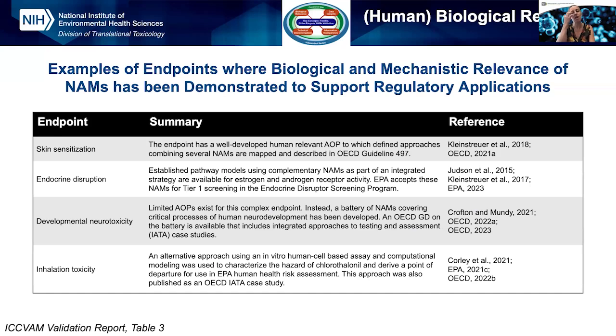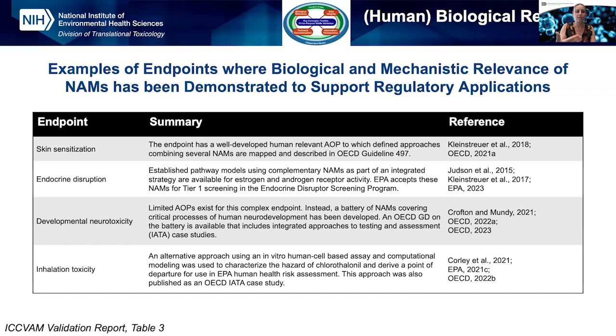The second key consideration is biological relevance, also sometimes called mechanistic relevance. So demonstrating similarities between the biology that's being measured by the method or the test system or the testing strategy and the biology of the species of interest. In this case, I put human in parentheses because much of the time we're talking about human health endpoints, but this is equally relevant and applicable to ecological assessments and methods that are designed to predict toxicity to other species, other taxa.